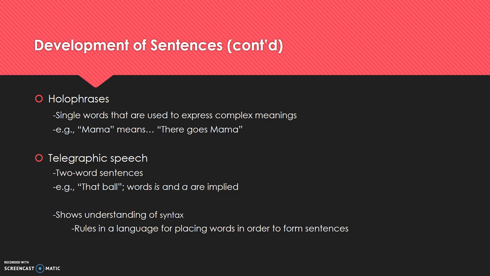Now, when we're looking at development of sentences, there are important things that we need to take a look at. One of those things is holophrases. Holophrases are one-word utterances, single words that are used to express complex meaning. For example, if a child says "mama," it might mean "mama's going there," or "there goes mama," or "here comes mama," or "come here, mama." All right. Holophrases are often accompanied by gestures that help reinforce what the child is saying, help to add context.